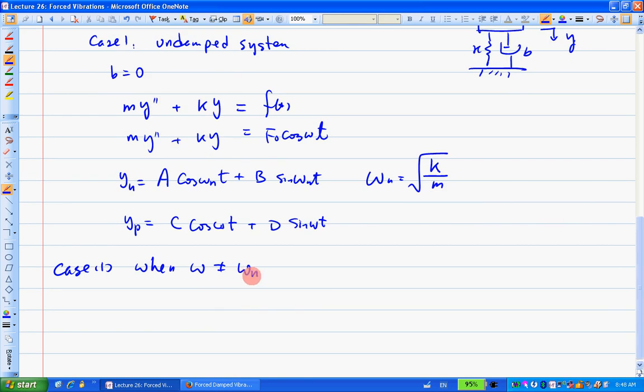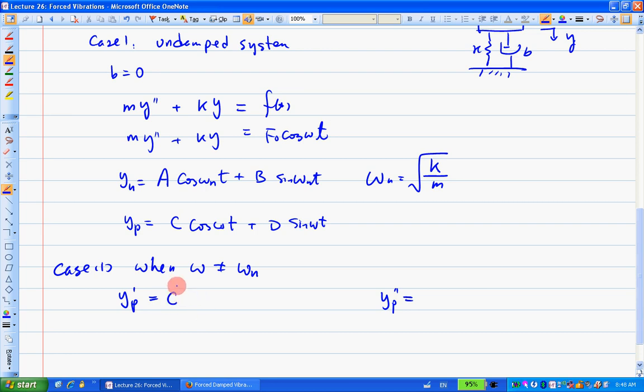So if this is not the same, then I don't need to modify this YP, right? So just YP is this, and all we need now is to find the constants C and D. Yeah, so there's actually nothing tricky here. You calculate YP, and then calculate YP double prime. Okay, so if I calculate this just slightly here, I'm not going to go into too much detail.